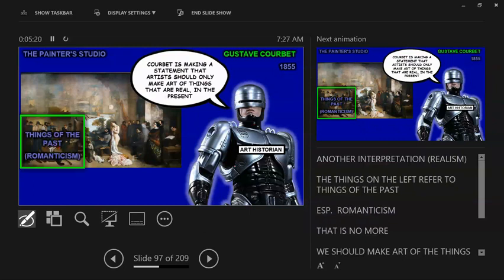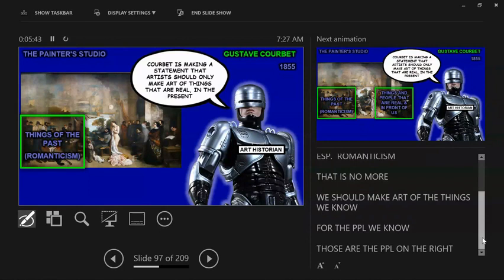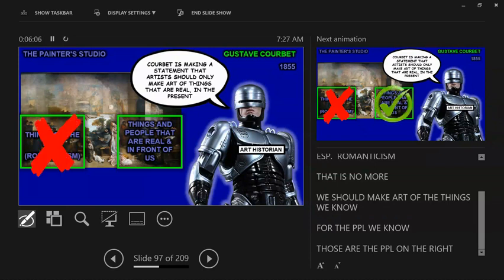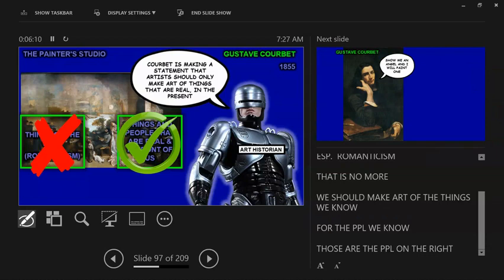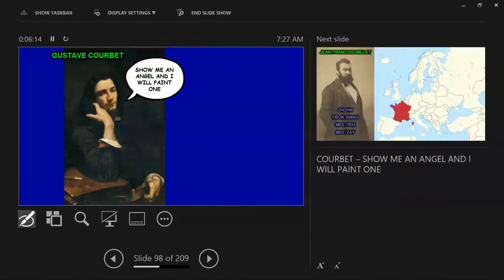Yeah, all right. So the people on the left are things of the past, and that is romanticism. You know, they're the characters. And romanticism is a dying art style, and we need to make room for realism that is coming into fruition. And we should make art of the things that we know. On the right side are people that are real and in front of us. These are his friends, people that he actually knows. And so we are discarding things of the past and embracing things of the present, which will take us into the future. All right, and one of his famous quotes is, "Show me an angel and I will paint one."